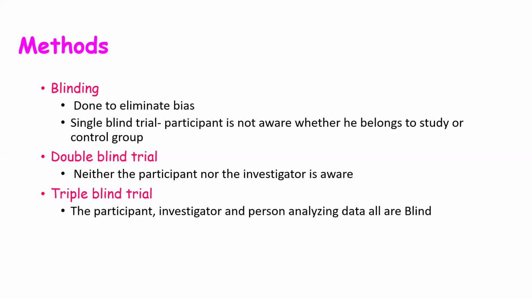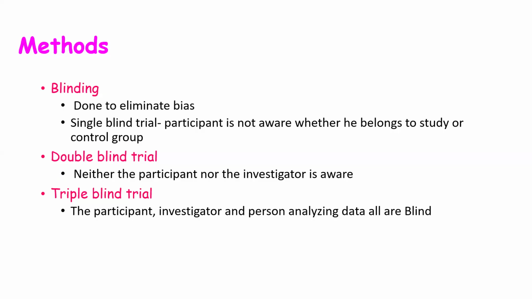And a triple blind trial is where the participant, investigator, and the person analyzing the data are all unaware. After collecting the data, normally we go for statistical help, so that person also may not be aware of which people belong to which group. This is called a triple blind trial.